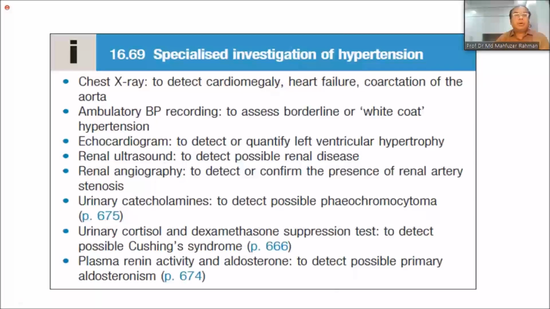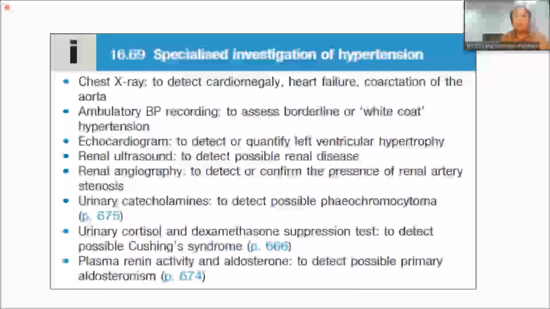And depending on clinical clues, certain other investigations can be performed like chest X-ray to detect cardiomegaly, evidence of heart failure, coarctation of aorta, ambulatory blood pressure recording. I have already told you, to establish or to rule out white coat hypertension or masked hypertension. Echocardiography to detect or quantify left ventricular hypertrophy, renal ultrasound to detect possible renal disease.